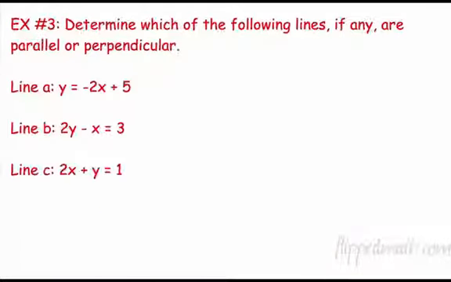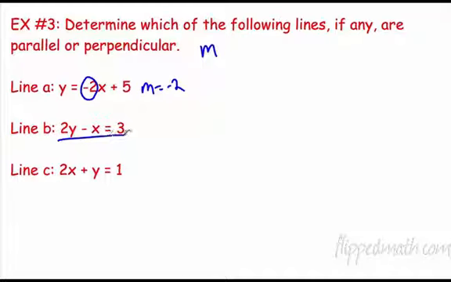All right? Now it says, determine which of the following lines, if any, are parallel or perpendicular. So remember, we have to find our slopes and then compare them. That's all that really matters, is the slope. All right? So for A, our slope, well, that's easy. mx plus b, so our slope here is negative 2.